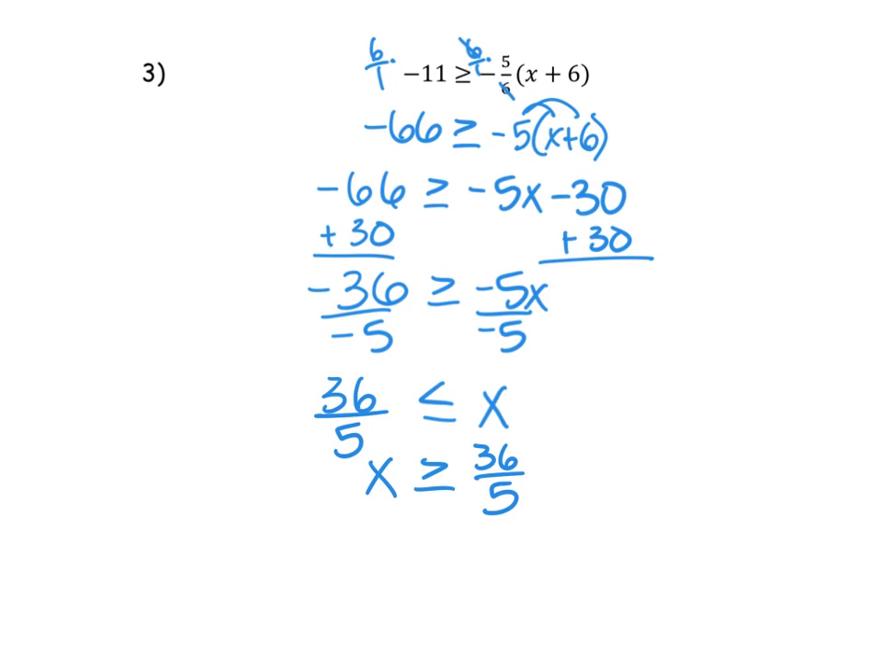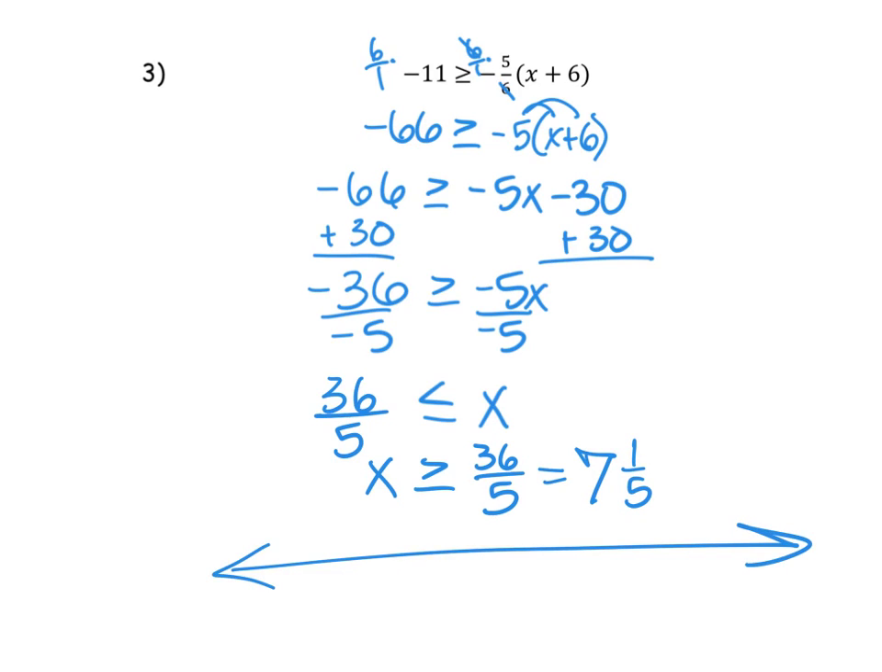Now I need to make it into a mixed number, so I need to graph it as a mixed number. Let's change it right now: 7 and 1/5. So, make a 7, make a 0. It's greater than or equal to. Closed circle, greater than or equal to. I'm going to shade to the right because it's bigger than.